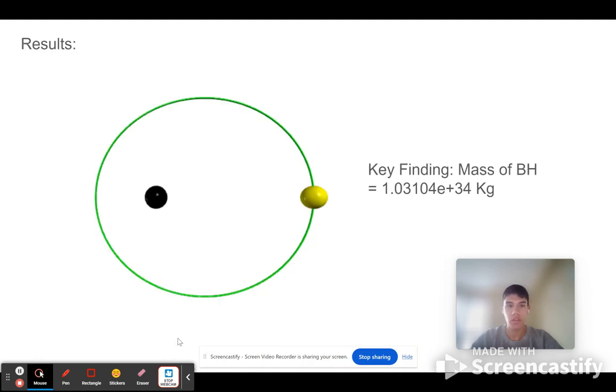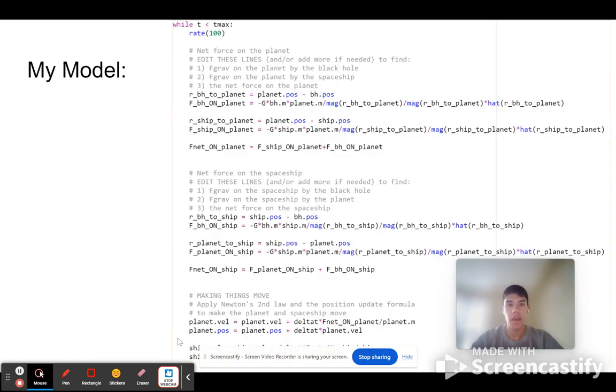So the results: this was the motion of the sun, and the mass of the black hole was 1.03 times 10 to the 34th kilograms. And then my model for the second one looked like this.